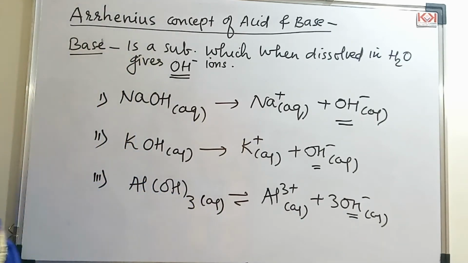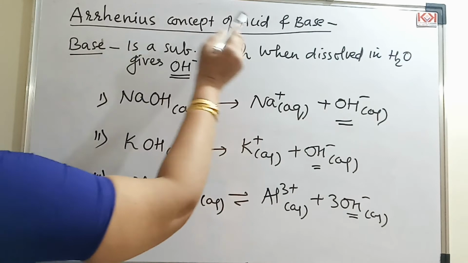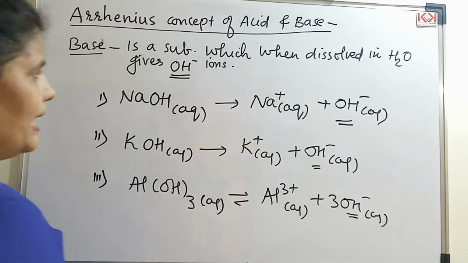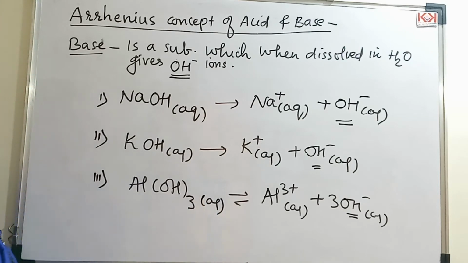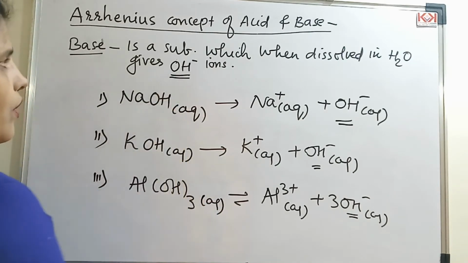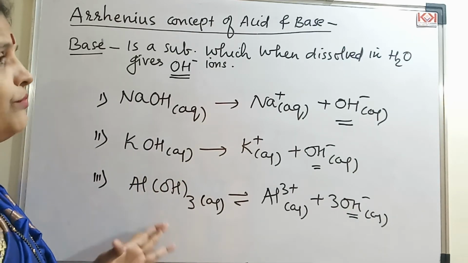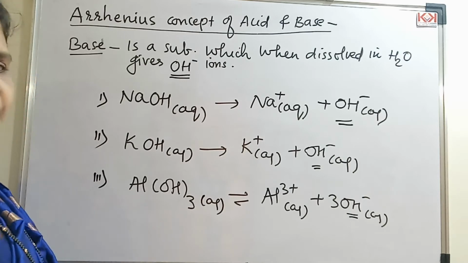So what is an acid and a base according to Arrhenius? You can repeat with me, students. An Arrhenius acid is a substance which when dissolved in water gives H plus ions, while an Arrhenius base is a substance which when dissolved in water gives hydroxyl or OH minus ions. The concept is very easy. Then what do you think will be the limitation to this particular concept?